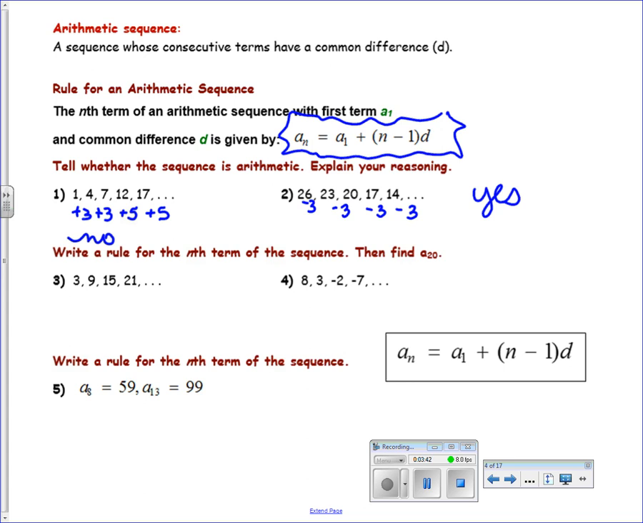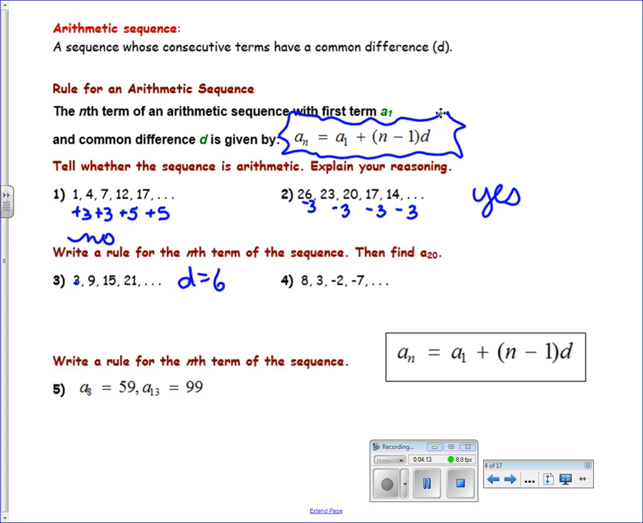Okay. Then for number 3 and 4, we talked about first finding the pattern, then writing the equation, and then finding the 20th term. We talked about yesterday how we don't want to list every single term out, because that takes too long. First we figure out: 3 went to 9, 9 went to 15, 15 went to 21. What's the difference in my terms? +6, right? Everybody okay? +6. So that's my d.